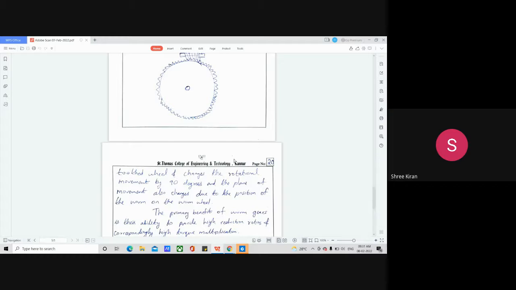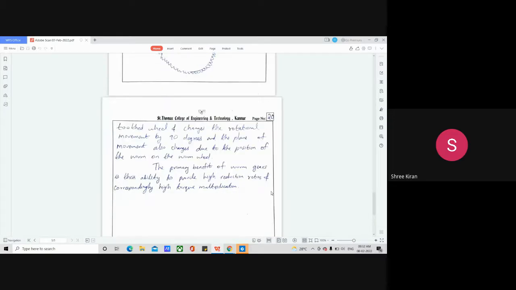So what happens over here is that the rotational movement changes by 90 degrees, where the plane also changes according to the position of the worm wheel. The primary benefit of the worm gear is the ability to provide high reduction ratios and corresponding high torque multiplication, which is required.